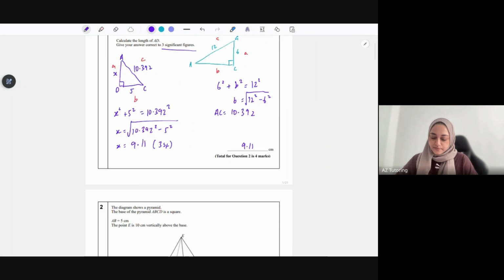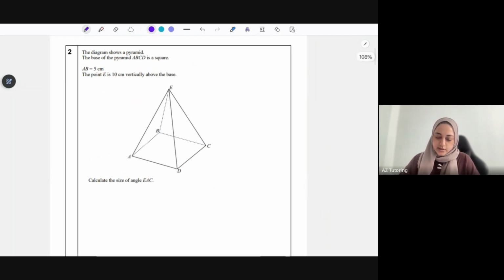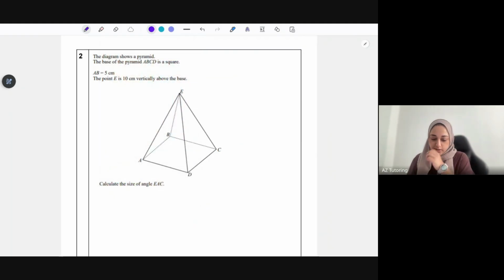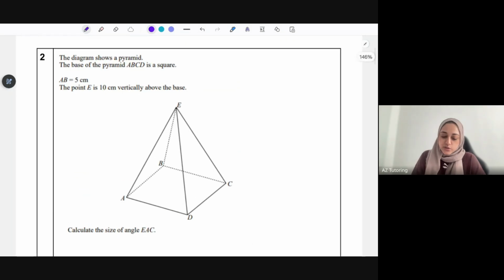Okay, let's do another one. The diagram shows a pyramid. The base of the pyramid is a square. Now, the relevance of them telling you the base of the pyramid is a square is that all 4 lengths are the same size. That's the reason why they've told us it's a square. It says AB is 5, so then we know all of them are 5, just like we said, it's a square.